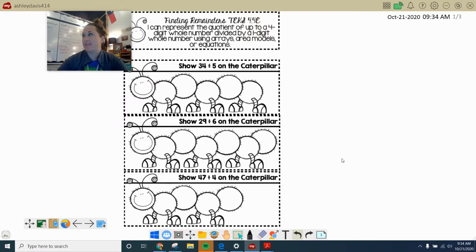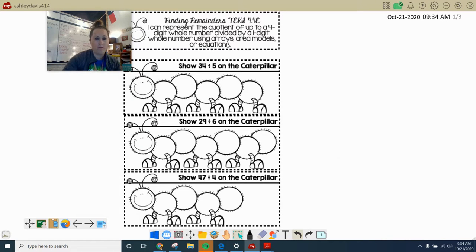Hey guys, so for today's lesson, we're going to be talking about how to find remainders and what we're going to do with those remainders, which is called interpreting remainders. Okay, so again, we're going to talk about finding remainders in division and what we actually do with those remainders in a real life situation.